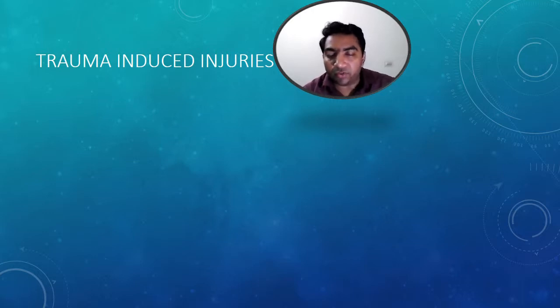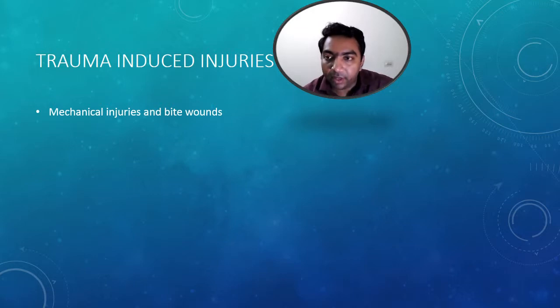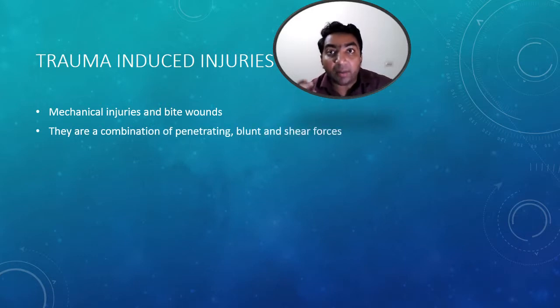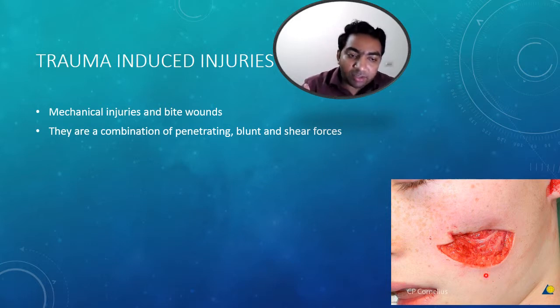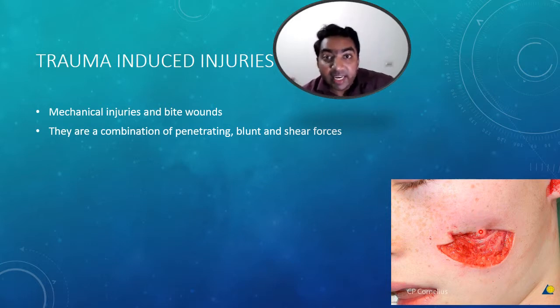Coming to trauma-induced injuries. Trauma-induced injuries are either mechanical injuries or bite wounds. All these trauma-induced injuries are a combination of penetrating trauma, blunt trauma and shear forces. Here you can see this picture. This part is the penetrating part. The depth is due to the penetrating part. You can see on the sides that there is contusion. It is due to the blunt part of it, and you can also see that the skin is being lateralized to both sides. That is due to the shearing force.